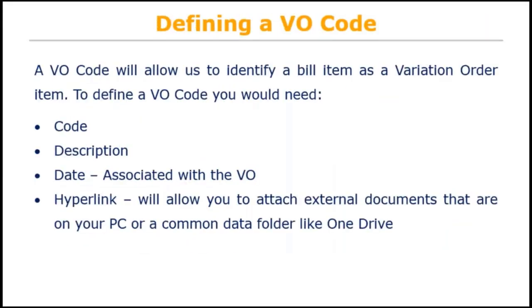Let's look at defining a VO code. A VO code will allow us to identify that bill item that we have created as a variation order item. And to define a VO code, we would need the following items. We would need a code for it, we would need a description, we would need a date associated with the VO, and then we would also need a hyperlink. And this will allow us to attach external documents that are on our PC or on a common data folder like OneDrive.